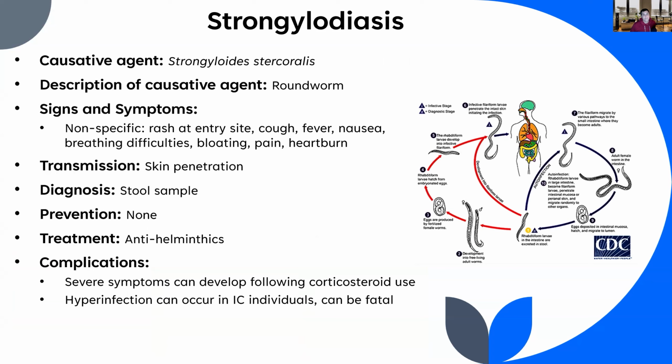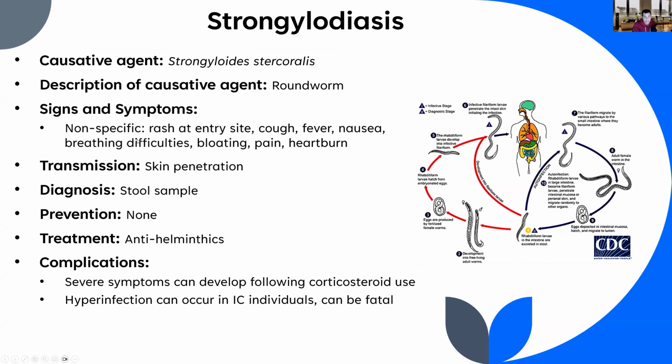Strongyloidiasis is caused by a roundworm called Strongyloides stercoralis. What you're seeing with these worms is they often have a very complex life cycle. Again, signs and symptoms are very nonspecific. It really varies from person to person. Again, these are going to get in through skin penetration. There's usually a rash at the entry site, but then the signs and symptoms get very weird.